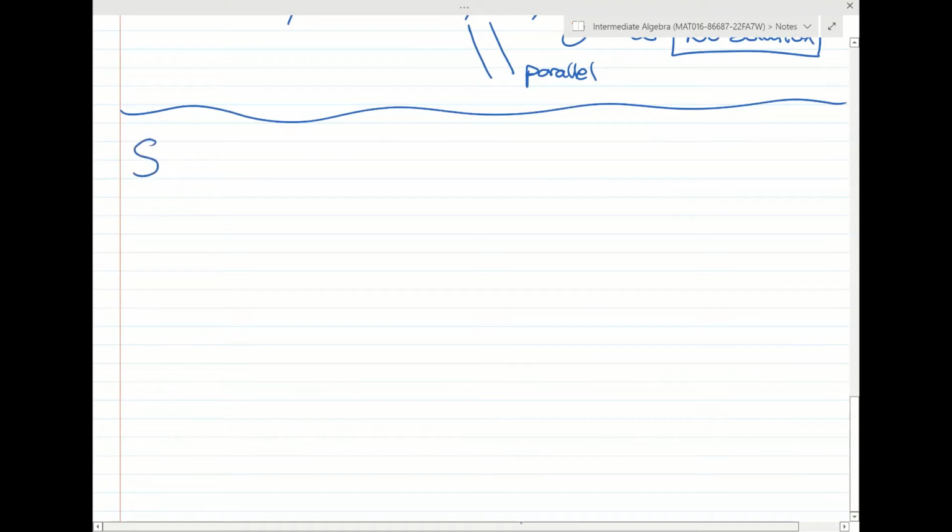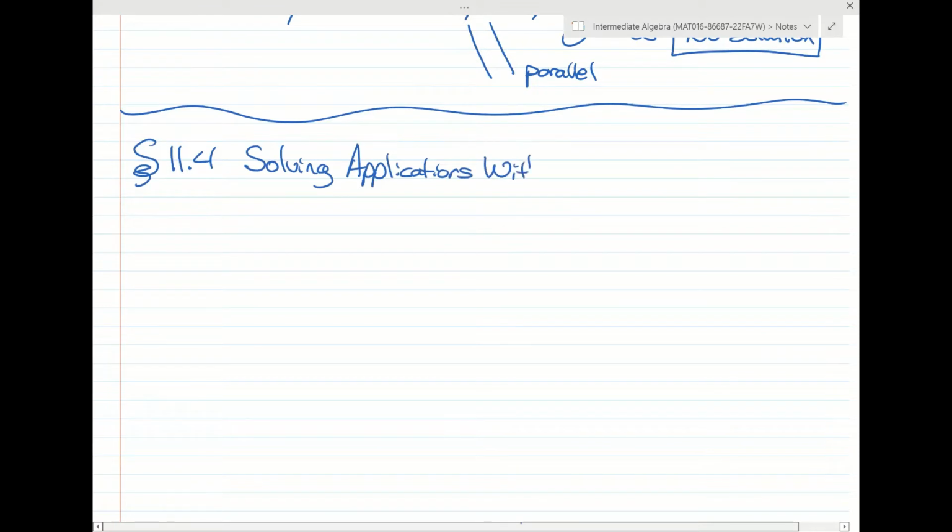And section 11.4, we're going to be solving applications with systems.